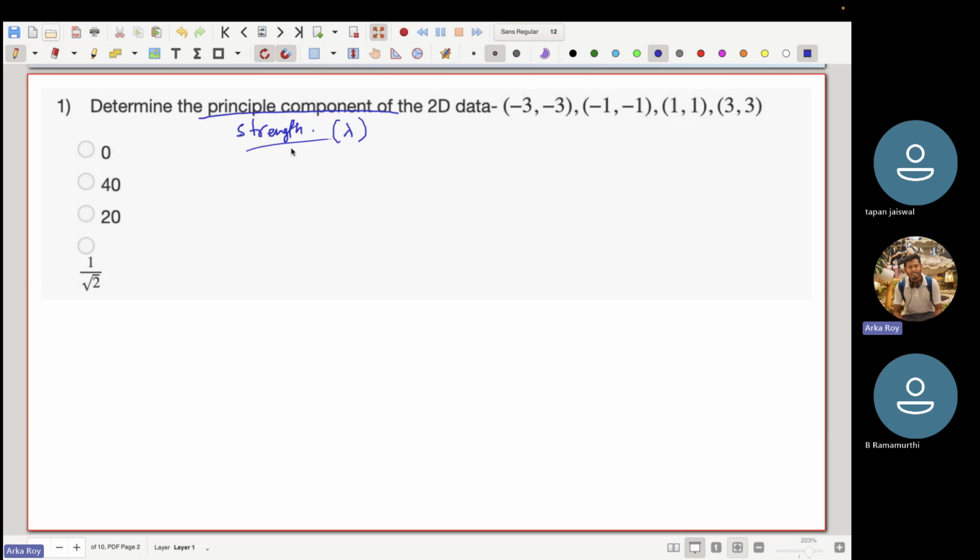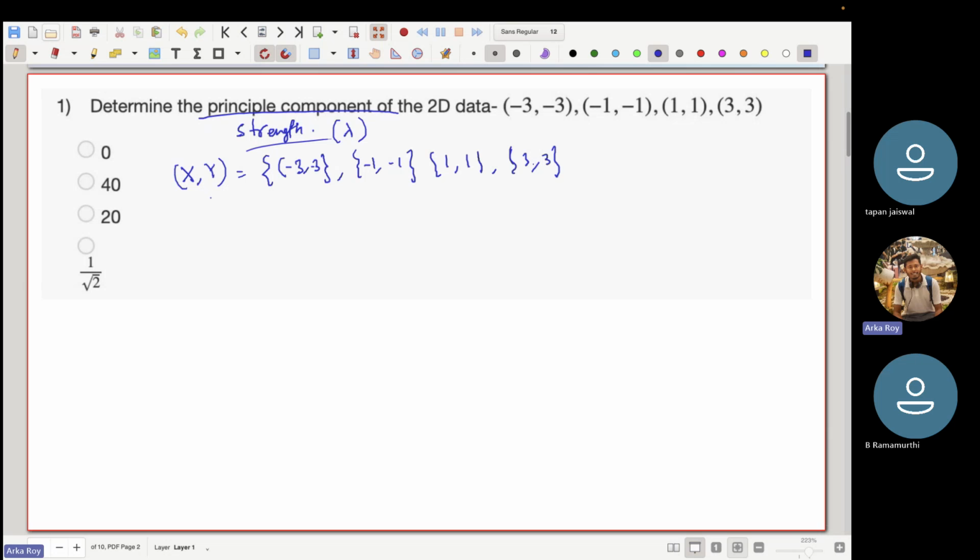Nevertheless, we have been given the data. Let me write the data over here. We have been given the data in the form of x comma y, and the pool of data is -3 comma -3, then -1 comma -1, 1 comma 1, and 3 comma 3.